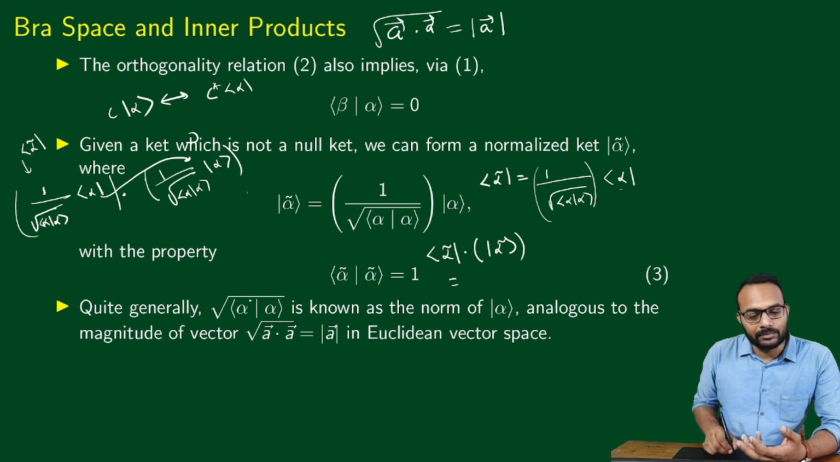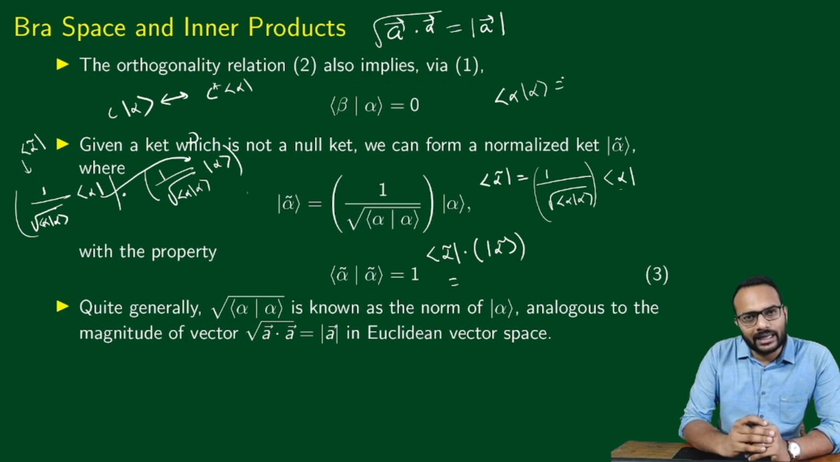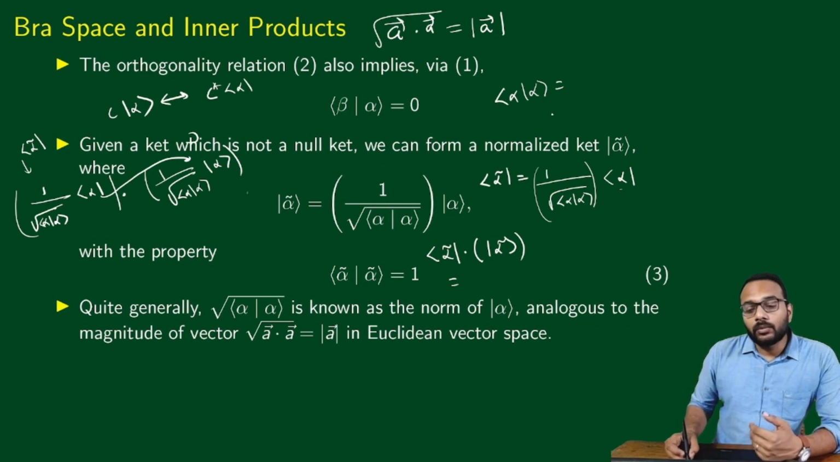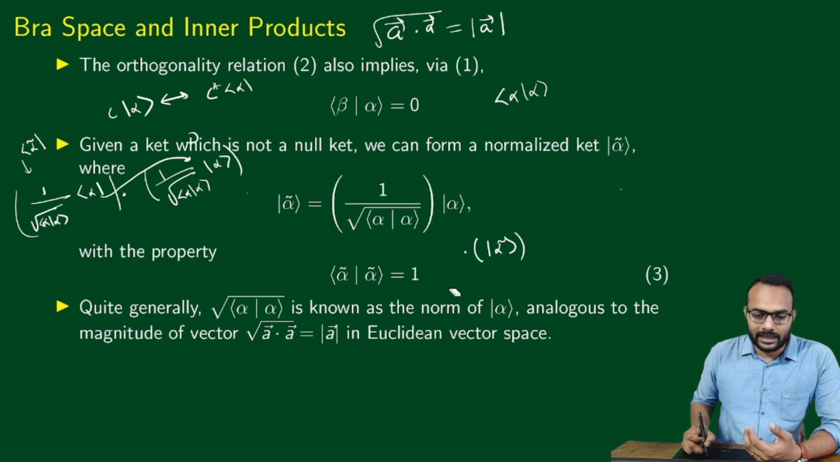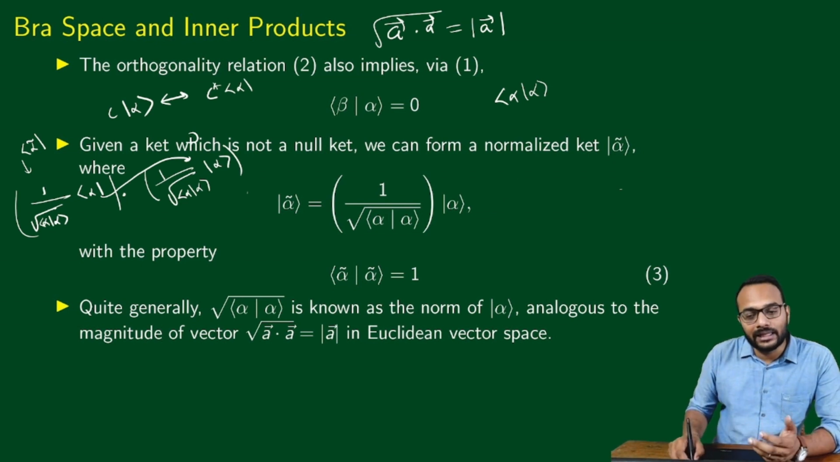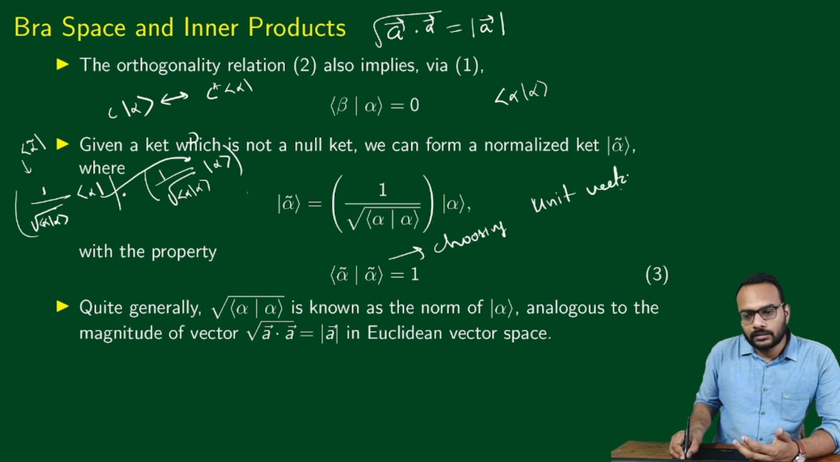In the same way, this is something analogous. You could think of this as the length of the vector. So what we are doing here is that in quantum mechanics, since we are allowed to multiply the vector by numbers without changing the state it represents, it's convenient. We can use this freedom to choose all unit vectors to represent quantum mechanical states. That's what we have done.